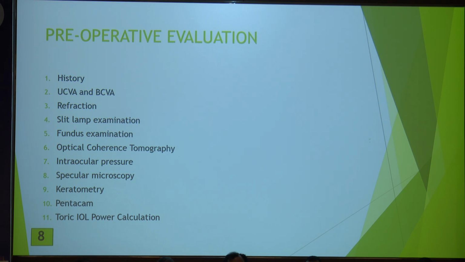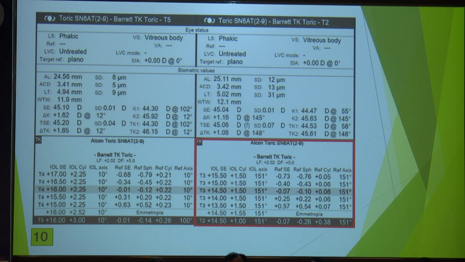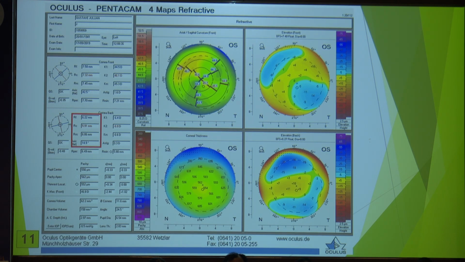Pre-op evaluation included history and all other routine investigations. Toric IOL power calculation was done using 3 methods. The IOL selected for the study was the AcrySof IQ, which has aspheric hydrophobic material and good rotational stability. So the calculation was done using the online toric calculator. This was done routinely in our institute, and the IOL power with the least residual refractive astigmatism was selected and the value was noted. The value of residual refractive astigmatism from the Barrett TK toric calculator was also noted. Pentacam evaluation was done and values of the posterior cornea were noted.